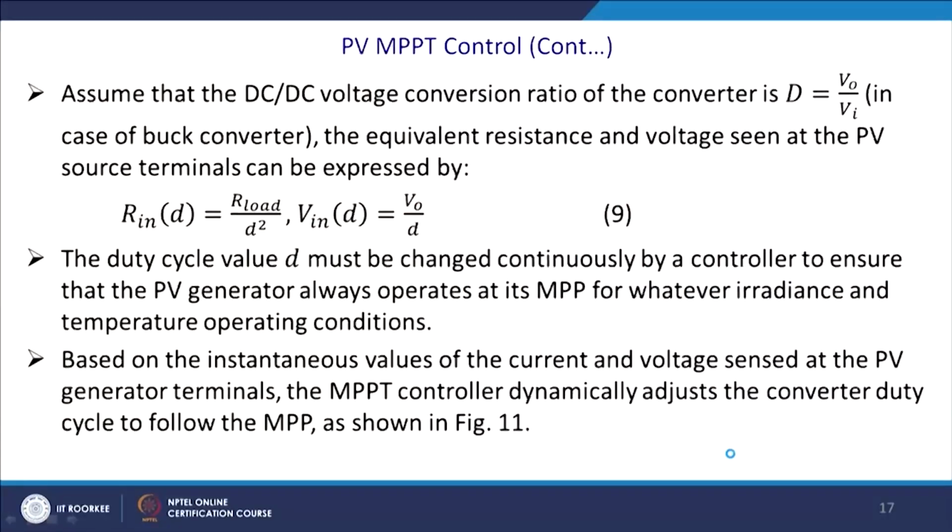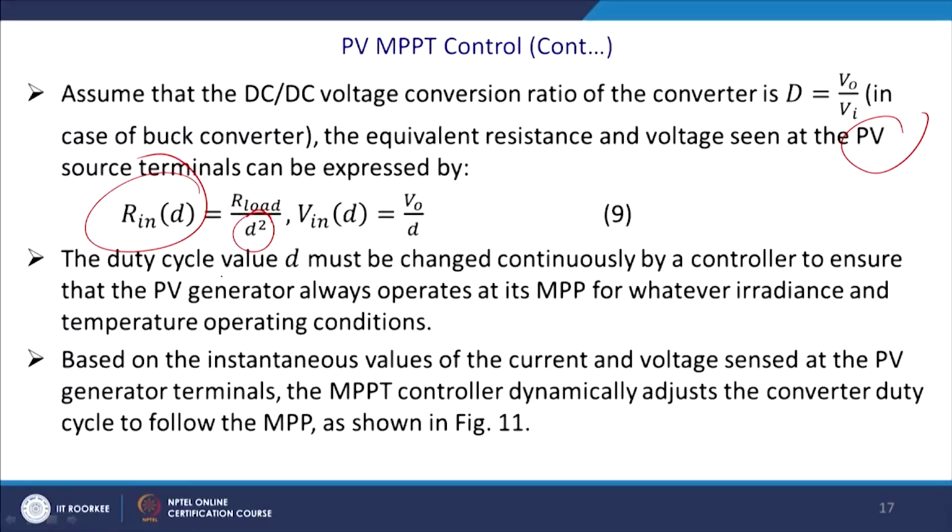Assume that the DC to DC voltage conversion ratio of the converter is D = V0 by Vin in case of the buck converter for the continuous mode of conduction. The equivalent resistance and the voltage seen by the PV source terminal can be expressed by, that basically depends on its duty ratio. So, that will be actually R load into D square, where D is less than 1, thus you have a more effective resistance, and similarly Vin = V0 by D.